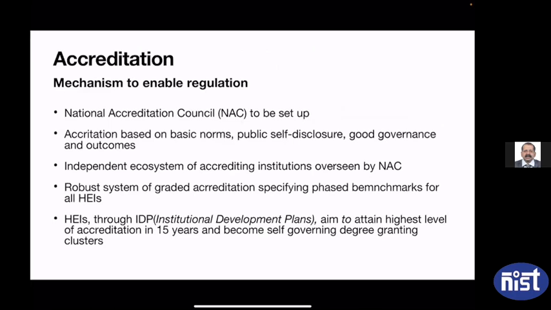The second vertical is accreditation, and the mechanism to enable regulation will be through NAC. So this National Accreditation Council will be set up. This will become the single body for accreditation of these universities, and accreditation will be based on basic norms, public self-disclosure, good governance, and outcomes. There will be an independent ecosystem of accrediting institutions overseen by NAC, and a robust system of graded accreditation specifying phased benchmarks for all higher education institutions.